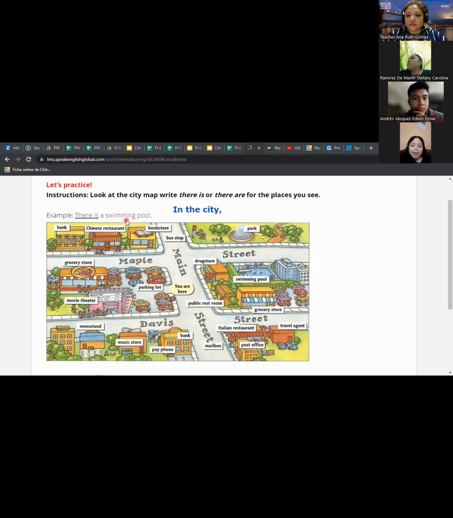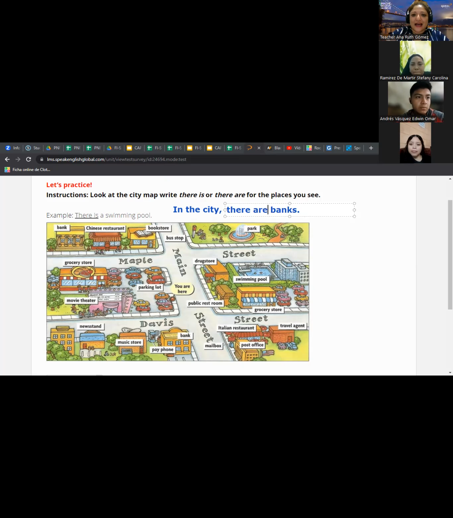In the city, there are banks. There are banks. Very good. Let me see. I'm going to type it. There are a banks. Is that correct? ¿Está correcto? Is that correct? Jami no dijo eso, ¿verdad? Ese es mío. Delete a. Very good.